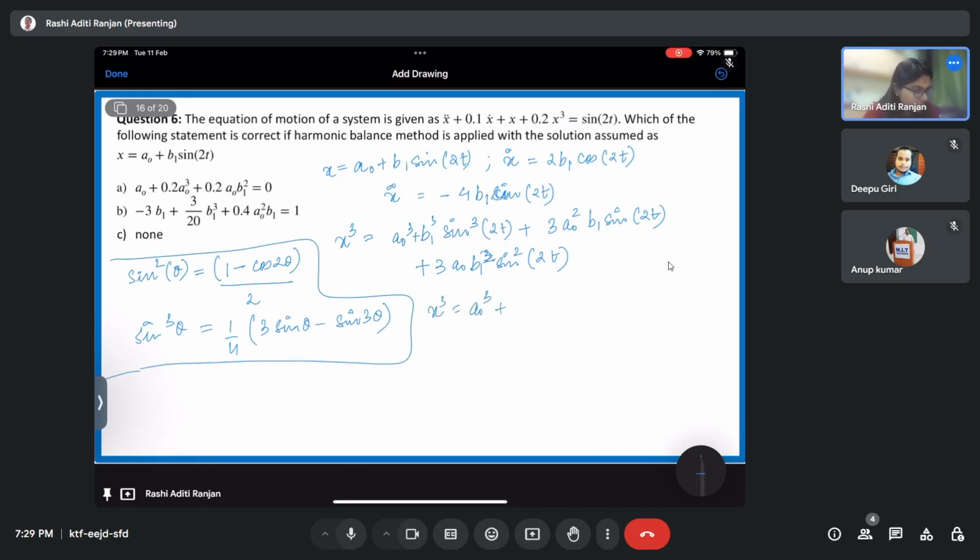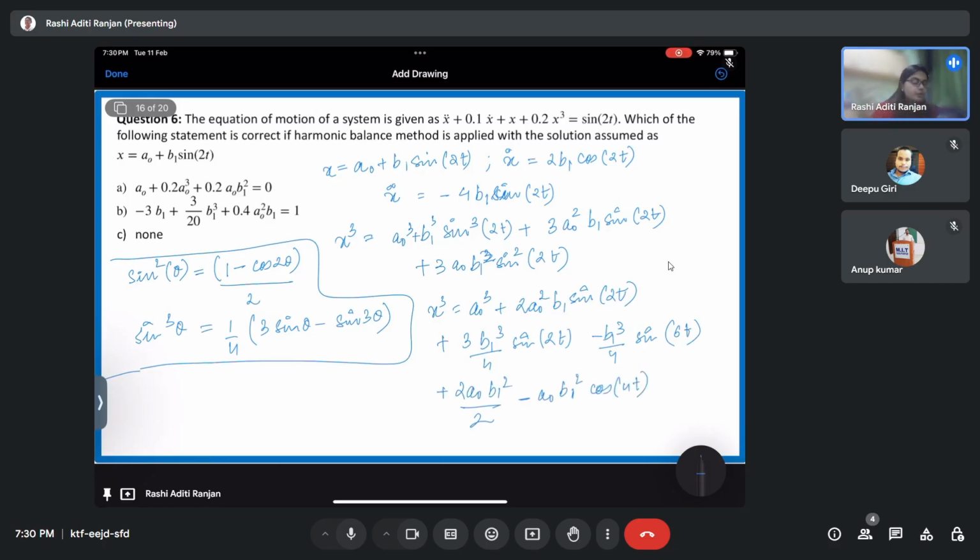a naught cube plus twice of a naught square b1 sine of 2t, 3 by 4 b1 cube sine of 2t minus b1 cube by 4 sine of 3 into 2t, and twice of a naught b1 square by 2 minus a naught b1 square cos of 4t.